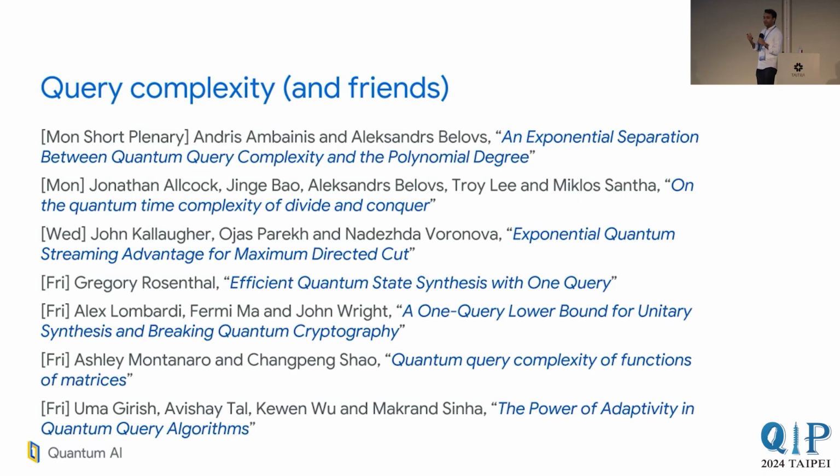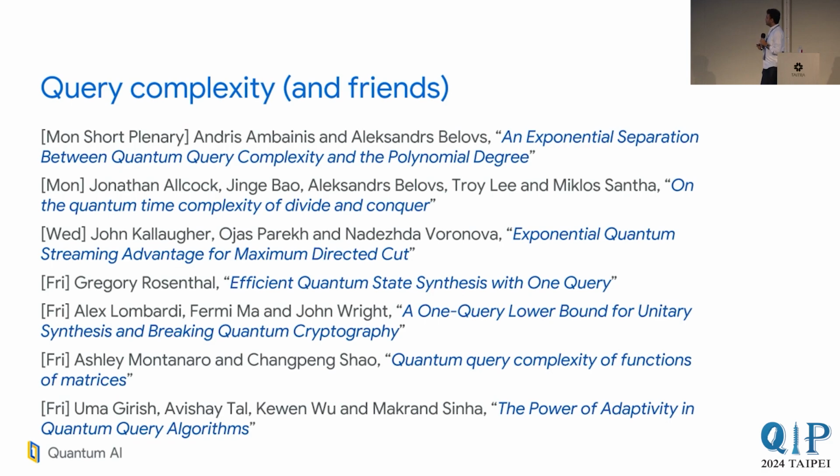This paper I talked about earlier, it's about efficiently preparing quantum states using only one query to a classical oracle. The next paper is a similar theme. You want to make classical queries to an oracle, but now instead of creating a quantum state, you want to prepare a unitary. But the message is the opposite. This shows that you cannot do it with one query, whereas this paper says you can do it with one query.